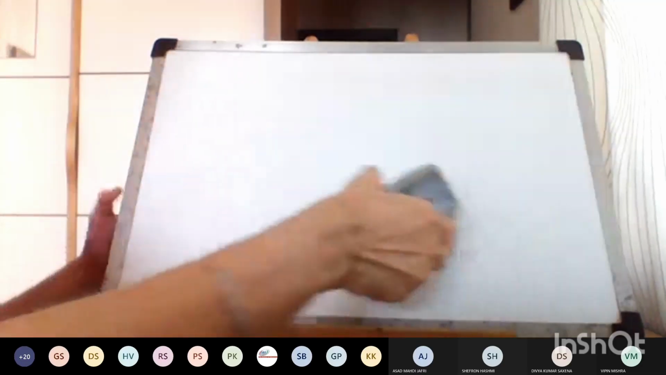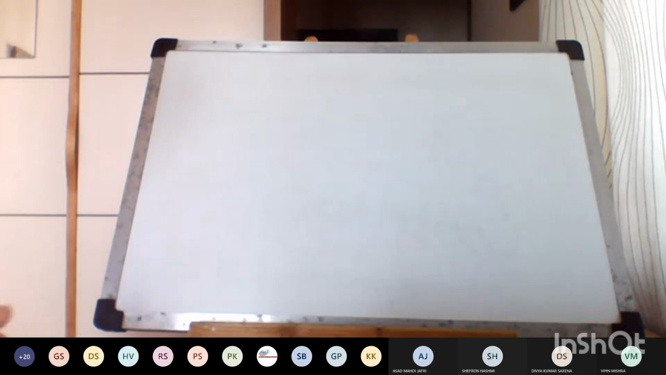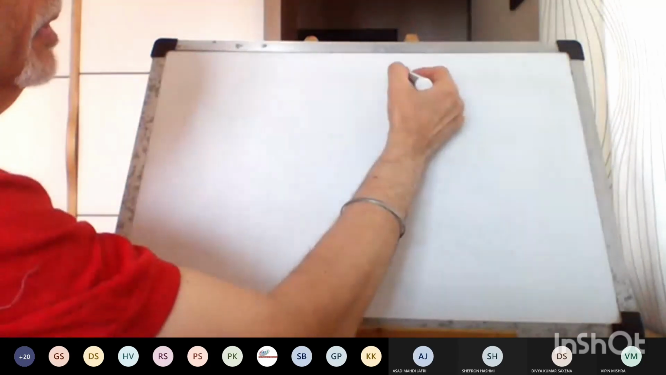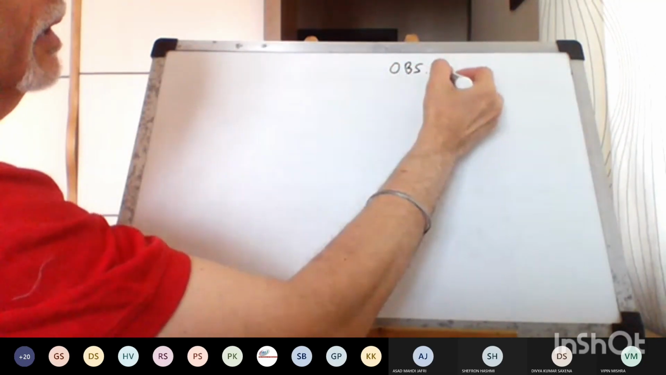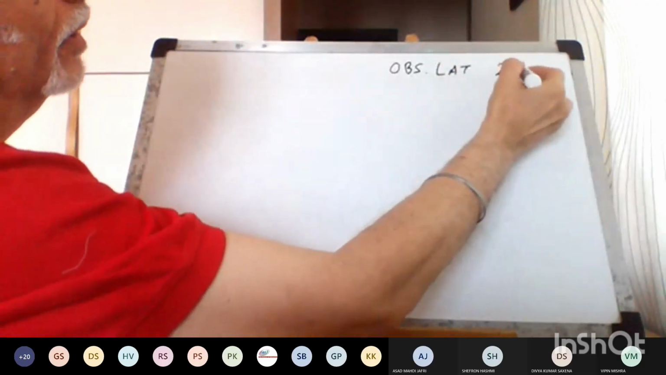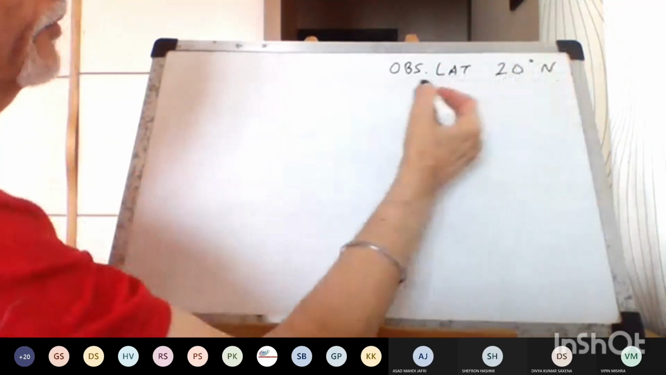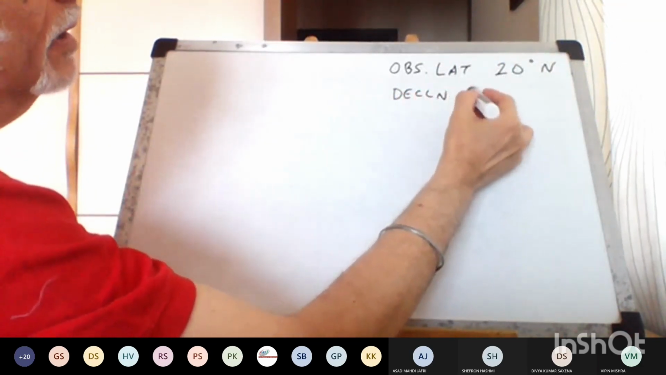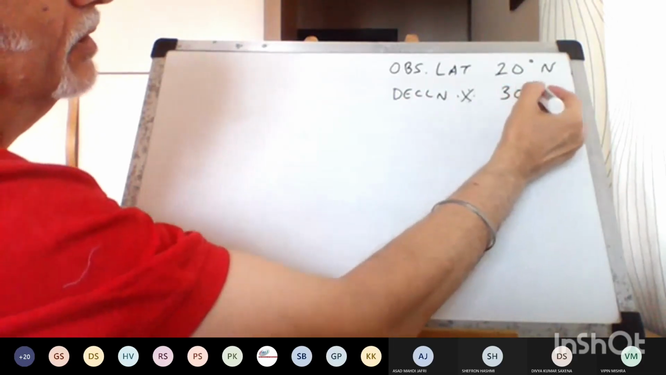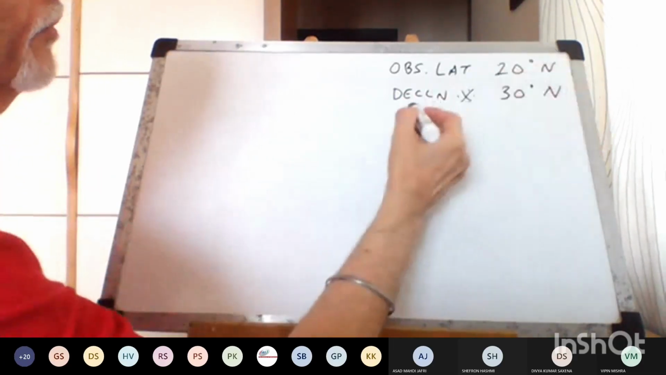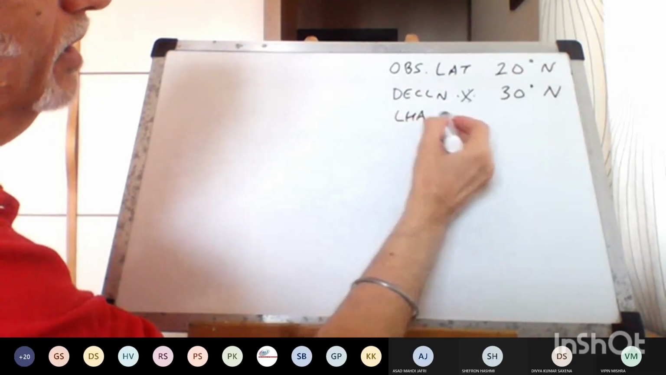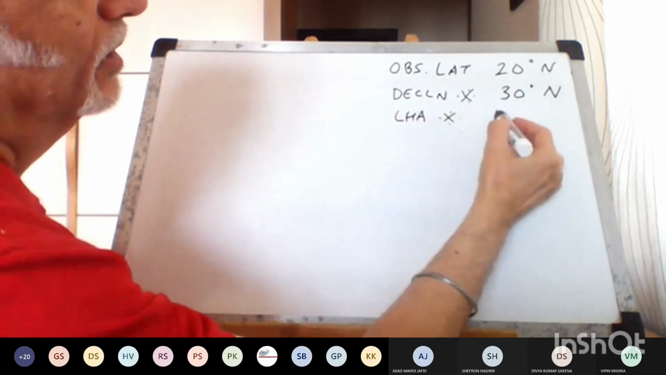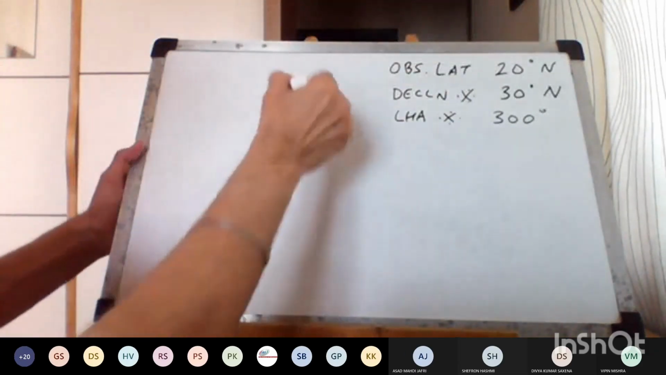Let us draw a PZX triangle. Observer latitude 20 degrees north, declination of the star or any body 30 degrees north, LHA of the star 300 degrees. Let us attempt this one.